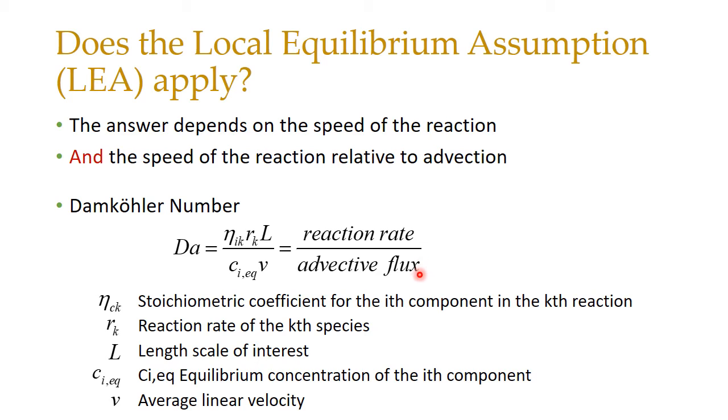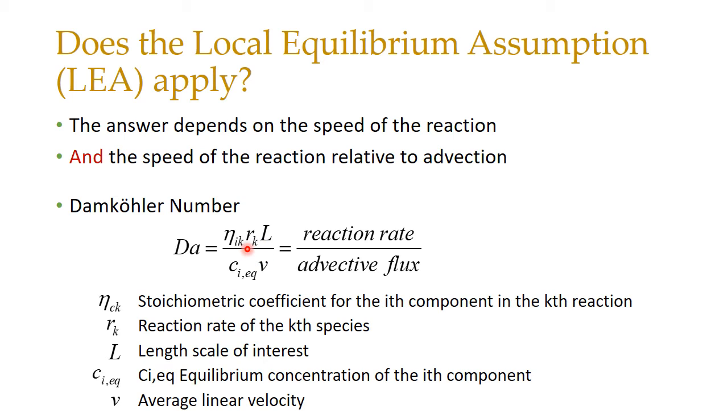Okay, so your reaction rate is what you'd expect. There's the reaction rate of the kth species. Your eta here is the stoichiometric coefficient for that component in the kth reaction. You have another length scale of interest, just the way we did in the Peclet number, and that's how you get these to be dimensionless.